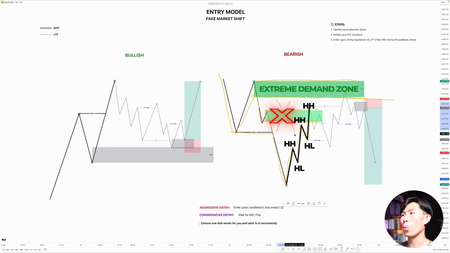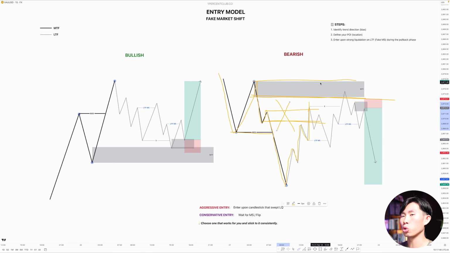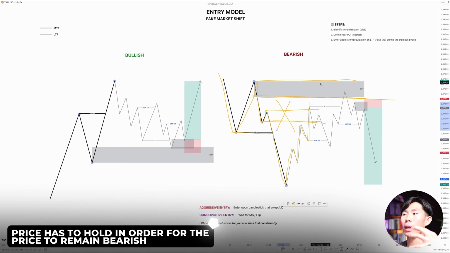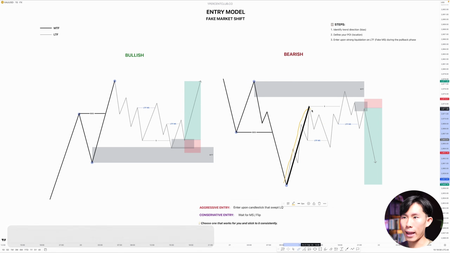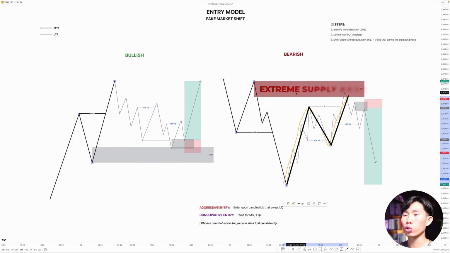And that is where we want to wait for price to mitigate our next point of interest, which is this extreme supply zone right here. Once again, this zone is going to be much more high probability because of the fact that it's literally that last line of defense. Price has to hold in order for price to remain bearish. Okay, so in this case, we are still not doing anything until price steps into our medium time frame point of interest that we have right here, our extreme supply zone. Once it does, that is where I will go and look for my entry model.